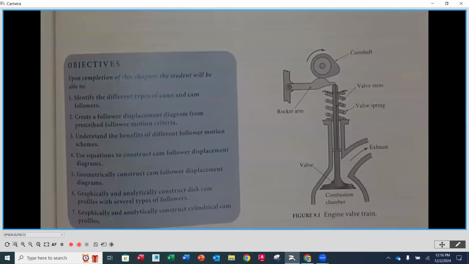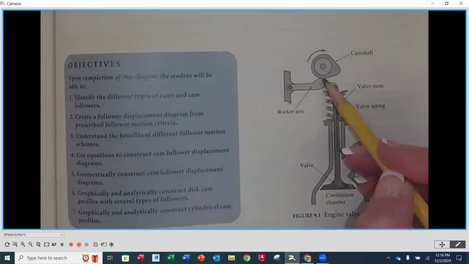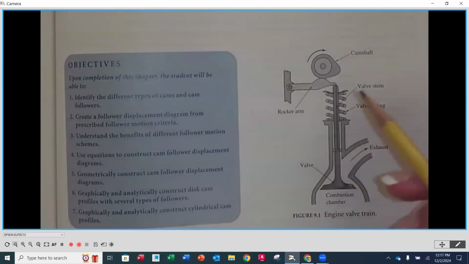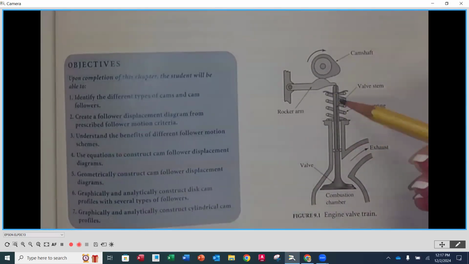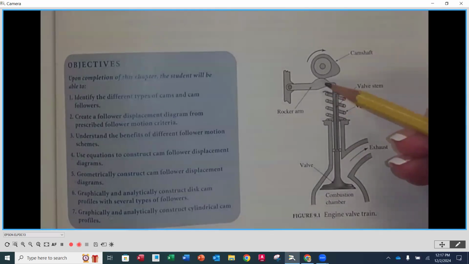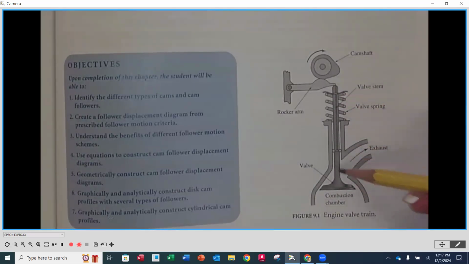That cam follower always has to be in contact with the profile of the actual camshaft here. All right. And to do that, you'll notice that we impart the use of a spring. The spring makes sure that this is always going to be in contact. Okay. And as this goes around, if you can kind of picture this, the lobe comes around, this rocker arm is going to go down. And as that rocker goes down, it's going to push the valve stem down, which is then going to move the valve up and down.